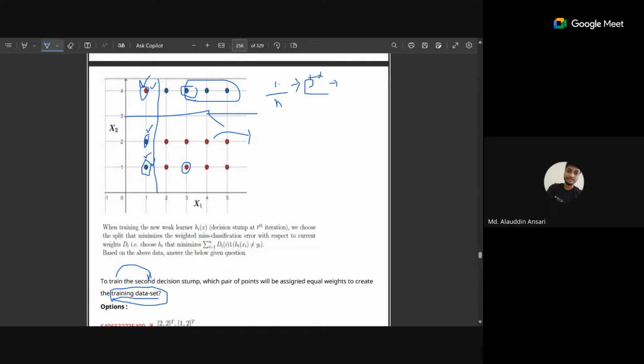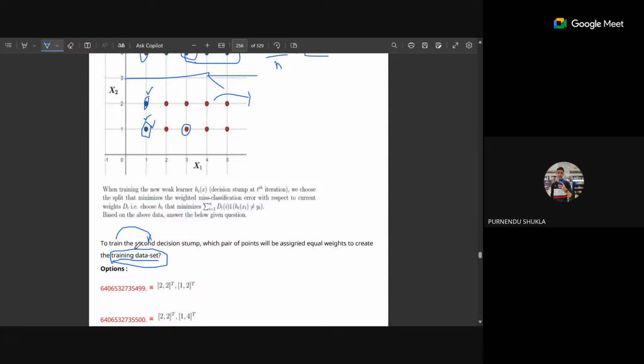Claiming like this that we cannot have that as the second boundary because it will have 5 or 6 errors is not going to make sense. Ultimately, we will see at last what it is going to contribute. But it says for the second decision stump only, not for all.